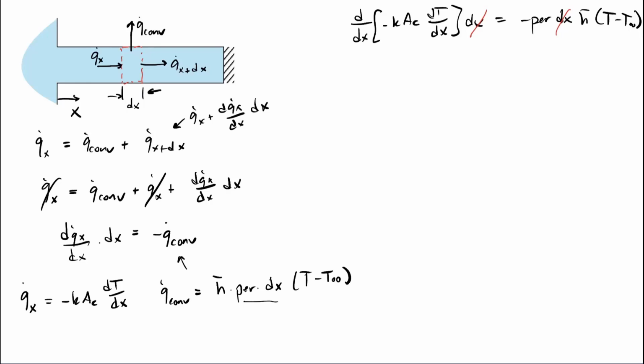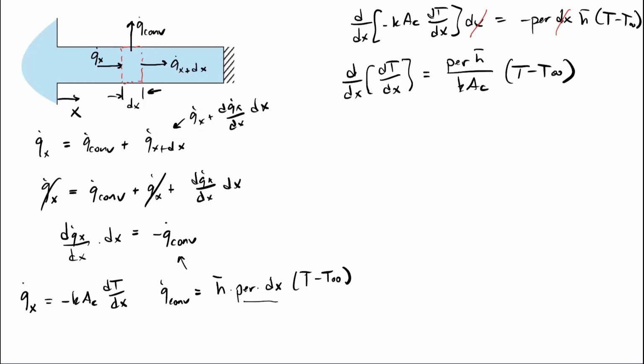All right, so let's see, simplifying this out, remember we want to divide off all the constants so that the highest order term stands by itself. If we do that, we have d/dx of dT/dx. You could also write that as d squared T/dx squared is equal to, bringing everything over, perimeter times h bar over k Ac times (T minus T infinity).